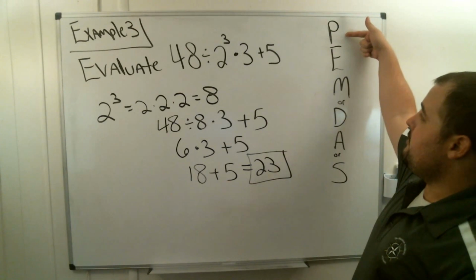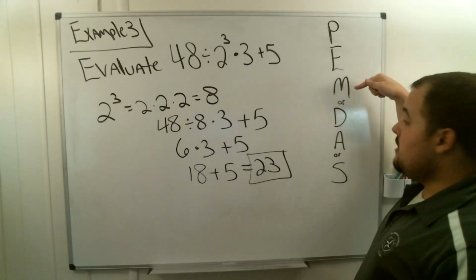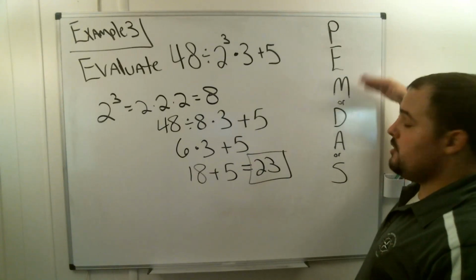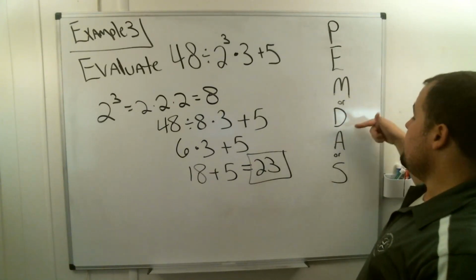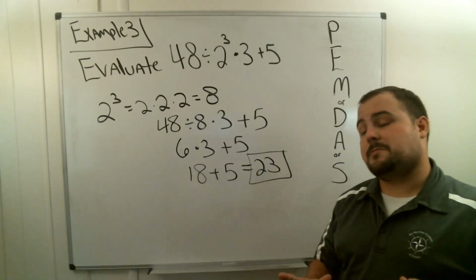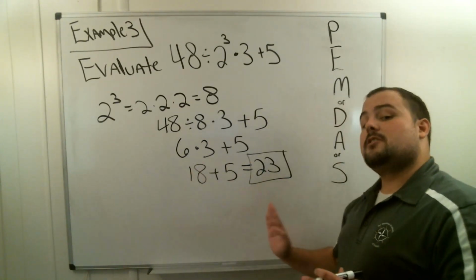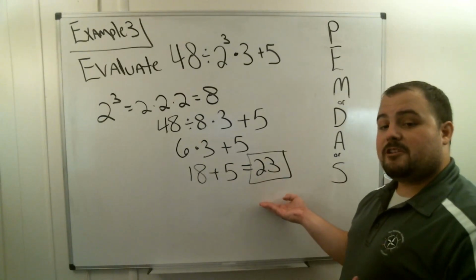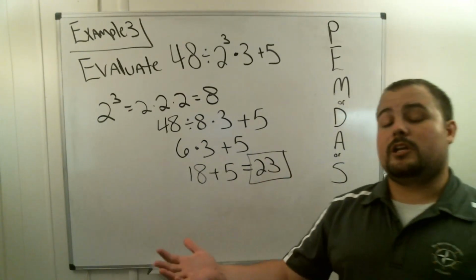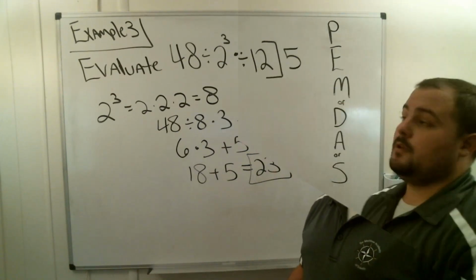We get rid of any parentheses, any exponents, multiplication or division. That's why I threw the little tiny word "or" in here, so that way we know we have to do which one came first. Addition or subtraction, and that's going to work the same way that multiplication does. Whichever one comes first, going from the left side to the right side. If we do the order of operations correctly, we all end up with the same answer of 23. If we don't, we need to go back and check what did we do wrong.